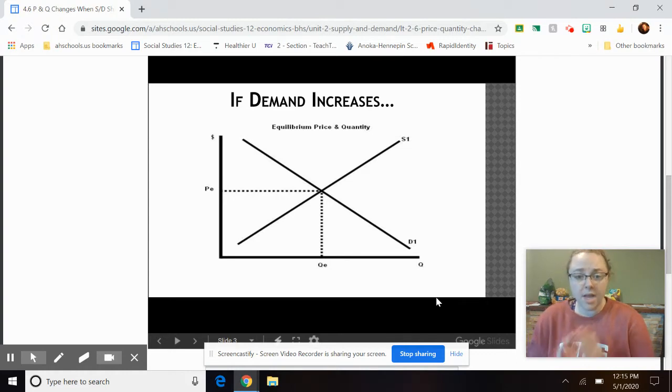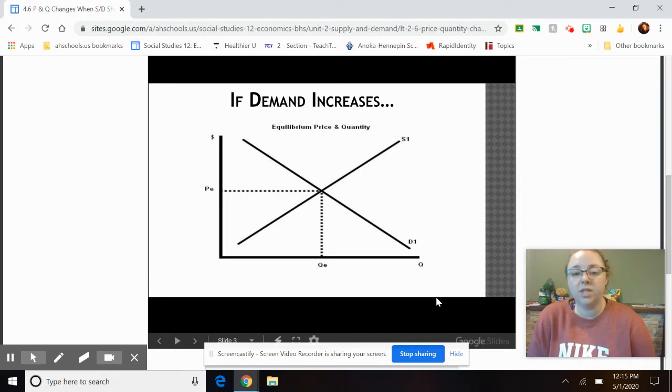So first, we're going to go through all the examples. If demand increases, what happens to the equilibrium price and equilibrium quantity? We're assuming that everyone knows what the shift is. We are assuming at this point that you should know what a demand increase looks like, what a demand decrease looks like in the shift, so on and so forth. Same with supply. If you don't, go back and review your notes.